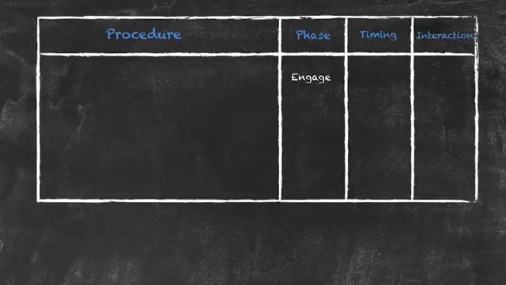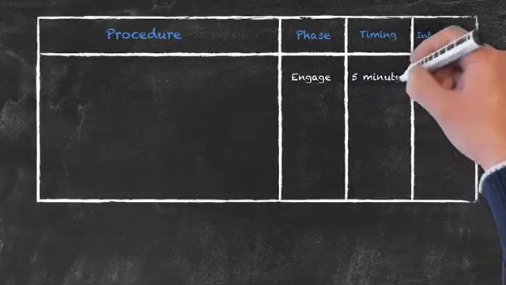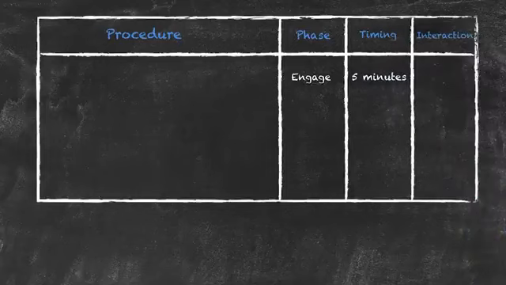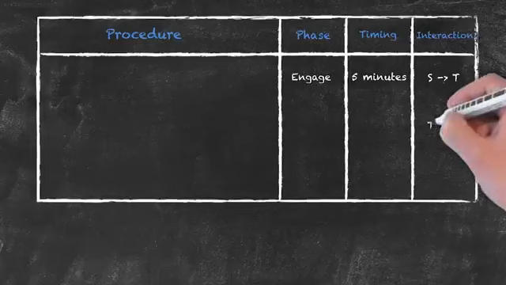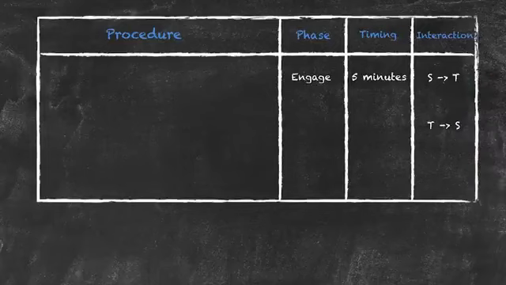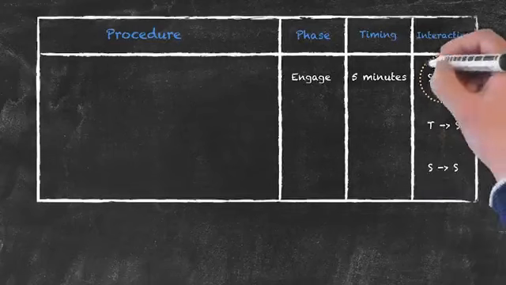I'm going to take approximately 5 minutes on my engage phase, and in the interaction box what I'm going to do is put down what I think is going to be the major overall interaction during that particular part of the lesson. There are 3 choices that we can use in this particular one. Either the students will be talking mainly to the teacher, the teacher will be talking mainly to the students, or the students will be talking to each other. For my particular plan, the students on the whole will be talking to me.